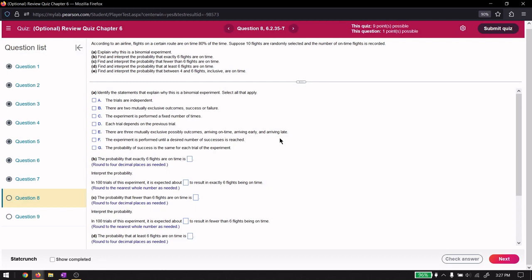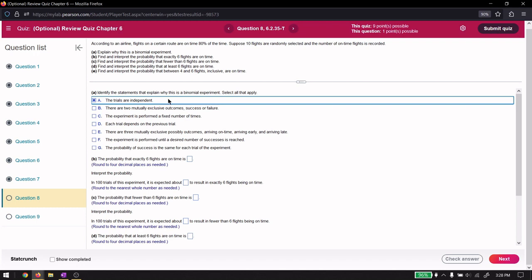According to an airline, flights are on time 80% of the time. So that's our success rate here. Suppose 10 flights are randomly selected. Explain why this is a binomial experiment. First off, the trials are independent. Now, one plane being on time might affect the next plane, or one plane being off time might affect the next plane being off time, but I think in general, you would not assume that. You should assume that the flights, if they're coming from different locations, there's no reason to assume that they depend upon each other.